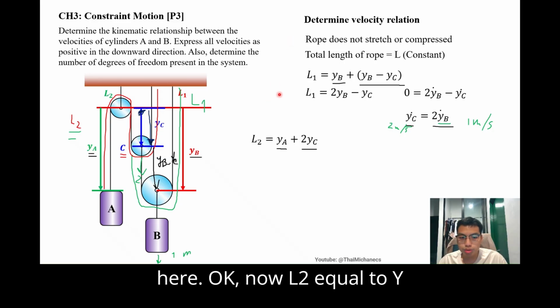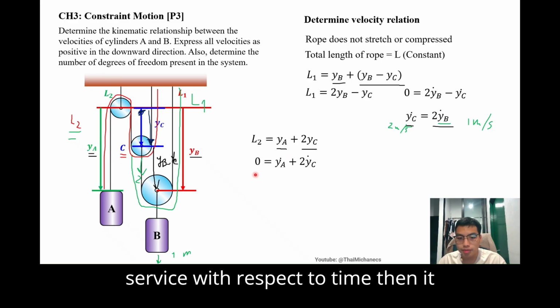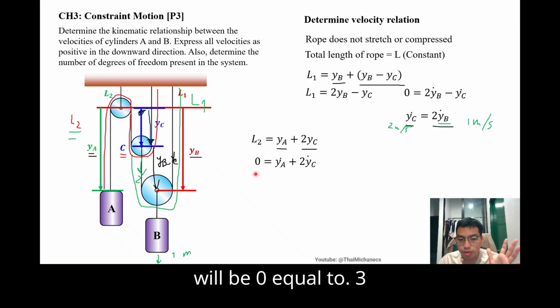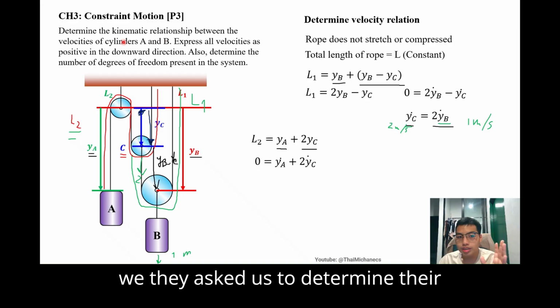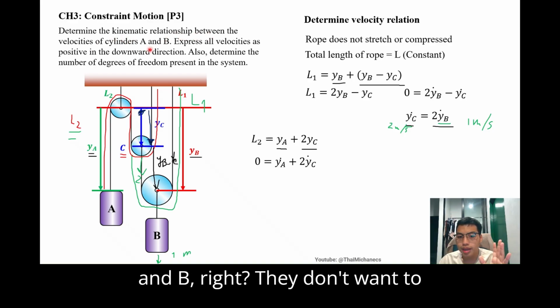Now L2 equals YA plus 2YC. If we take the derivative with respect to time, then 0 equals Y dot A plus 2 Y dot C. But they ask us to determine the relationship between cylinders A and B, right?